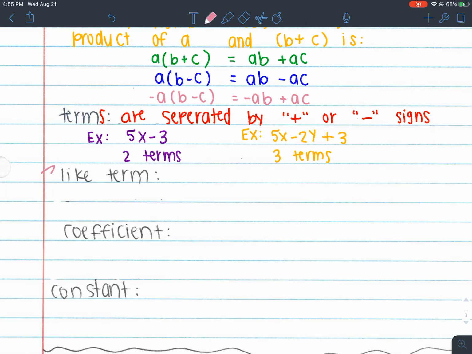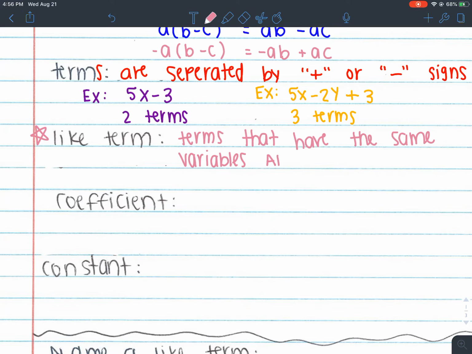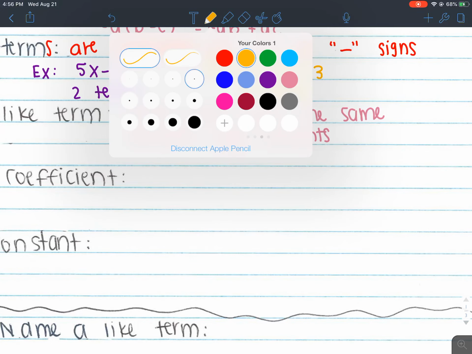A like term, so this is important because this is something we use constantly in Algebra 1, or you're going to use it in geometry, any other math class you take after this. So like terms: terms that have the same variables and exponents. The same exact variables and the same exact exponents. So let's do some examples.